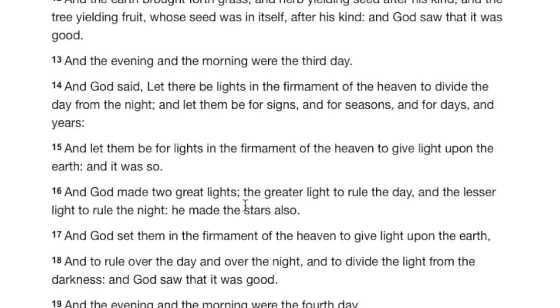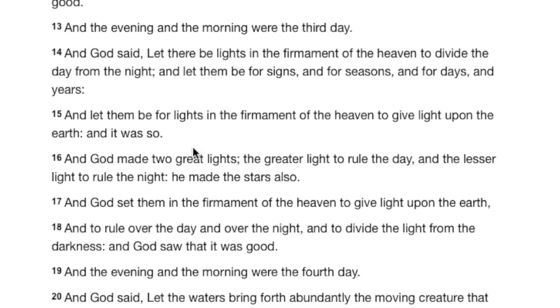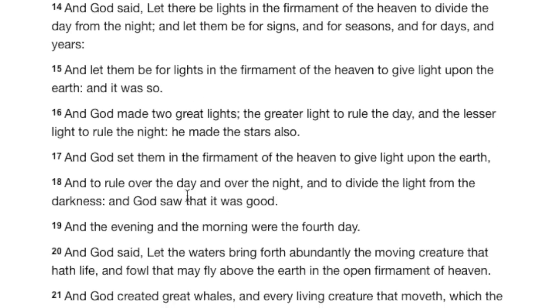But it says clearly, these lights, the sun and the moon, are in the firmament. Okay, so how can they be inside of some kind of wall, some kind of solid wall? How would that work? Because right here it says, God set them where? In the firmament of the heaven. Why? To give light upon the earth.